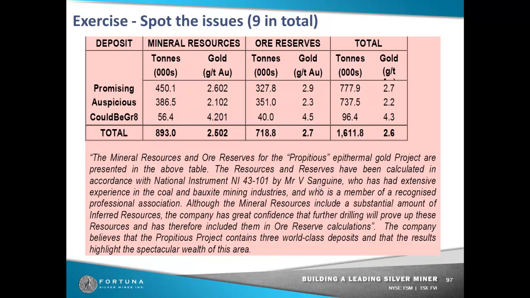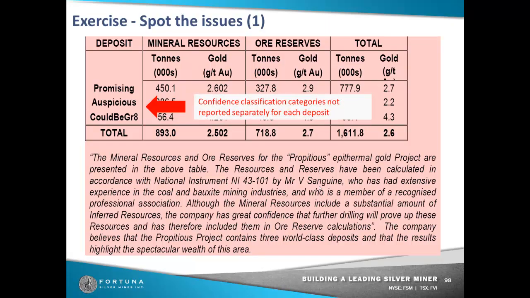So let's go through these one by one. The first issue, which you may have spotted, is that we have these 3 deposits: the promising, auspicious and could be great deposits, all reporting their resources and reserves. However, for each of these, they have not reported the different confidence classification categories. They should at the very least be reporting the measured, indicated and inferred resources, and probable and proven reserves, separately for each of the deposits.